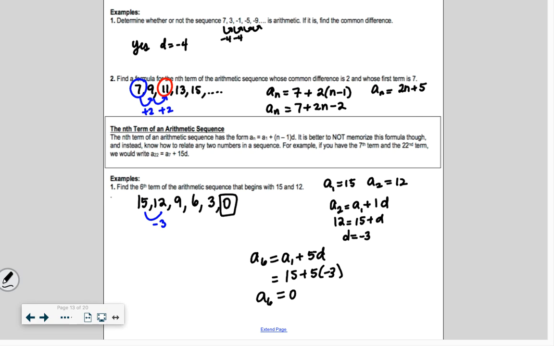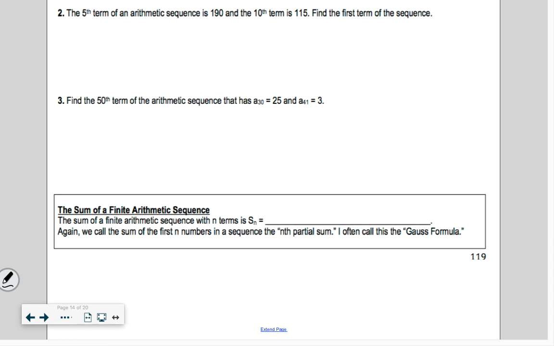Okay, so let's try some more. The 5th term of an arithmetic sequence is 190. The 10th term is 115. Find the 1st term. So A sub 5 is 190. A sub 10 is 115. I realize that it says find the 1st term, but I don't want to use the 1st term yet. It's kind of like a 2-part problem, right? I want to write an equation that relates the 2 that I was given. So how do I write an equation that relates the 5th term and the 10th term?